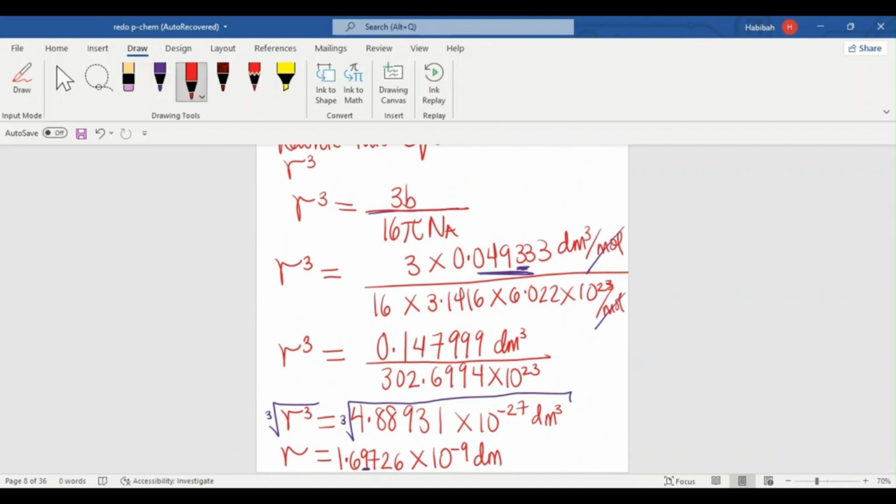So I'm just going to rewrite the answer as r is equal to 1.70 times 10 raised to the power of negative 9 decimeter. So this is the radius for this question. So hopefully I've been able to explain it properly.